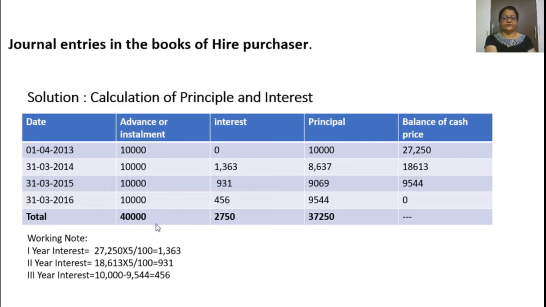installment 40,000. Now let us understand why this bifurcation of interest and principal is being done. The principal amount will go to the asset account, and interest will go to the interest account. For that reason we need them in different columns.